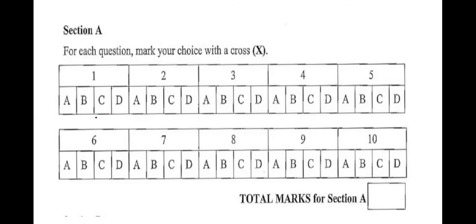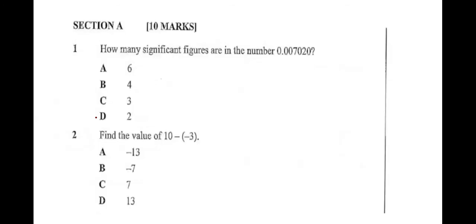All right, so please note that no rough work paper is provided for you, meaning all the rough work should be done within this paper and in the provided spaces. All right. Question number 1 reads, how many significant figures are in the number 0.007020?